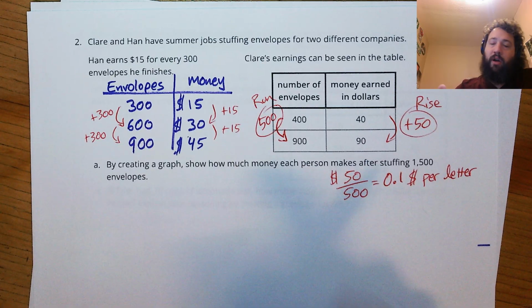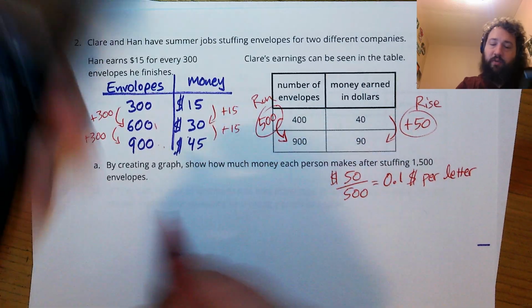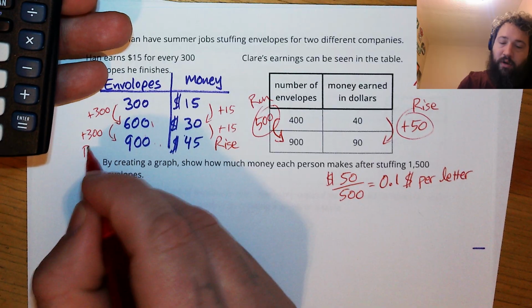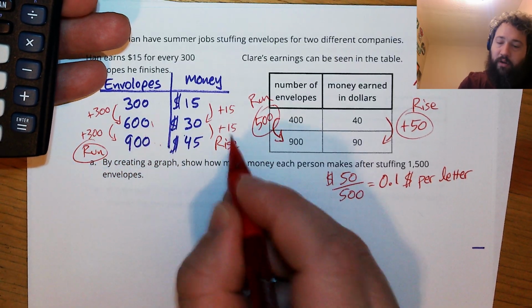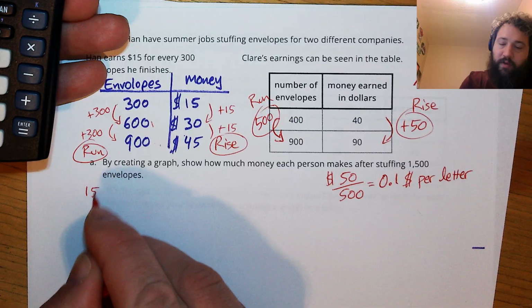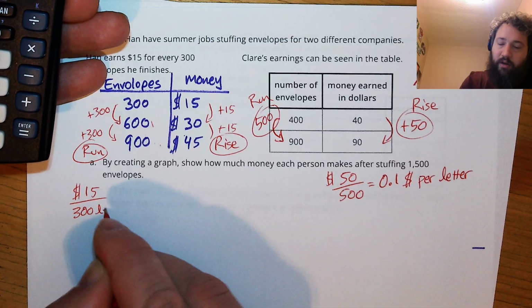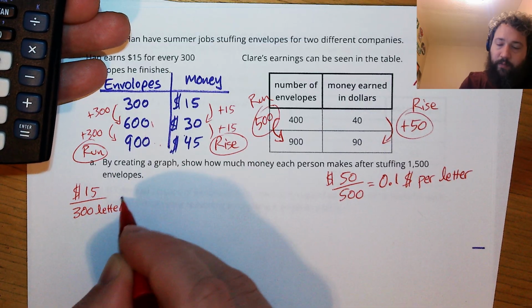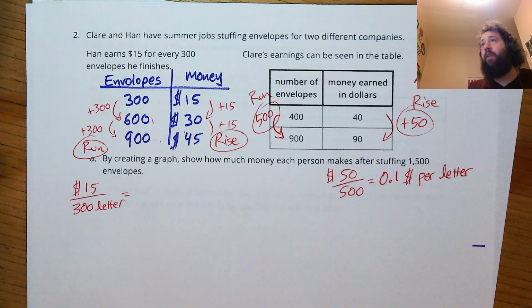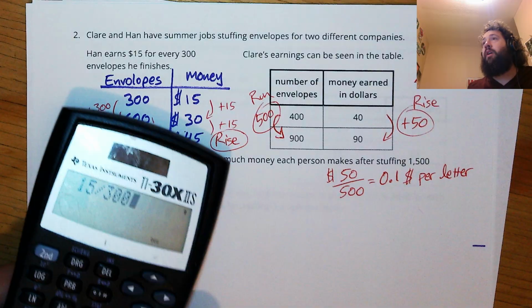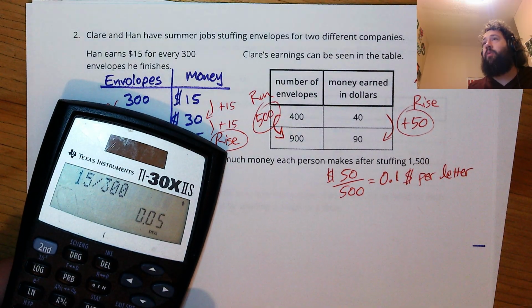And then for Han, what is his situation? Well, he is getting a rise of 15 and a run of 300. So that would be $15 per 300 letters that he has to fold. So I do that. 15 divided by 300, and I'm getting 0.05.